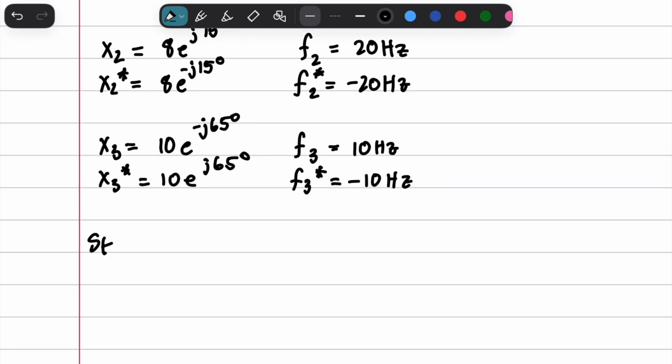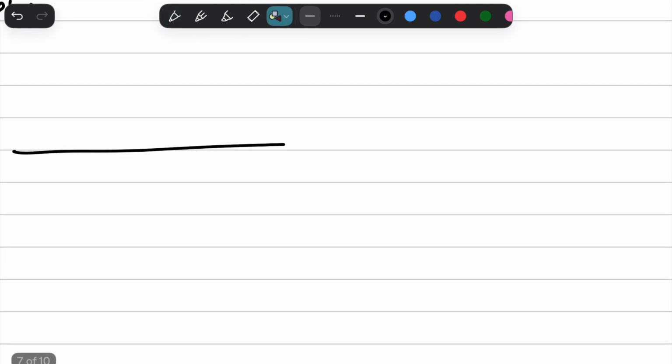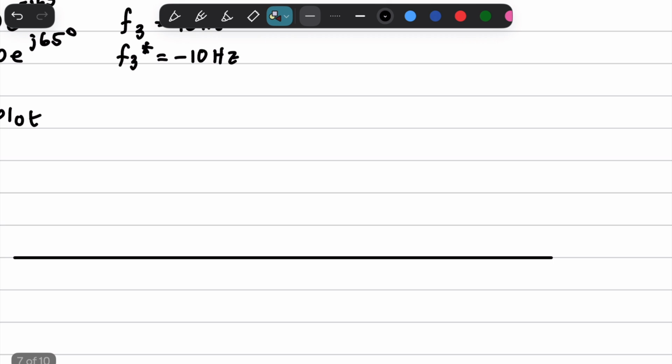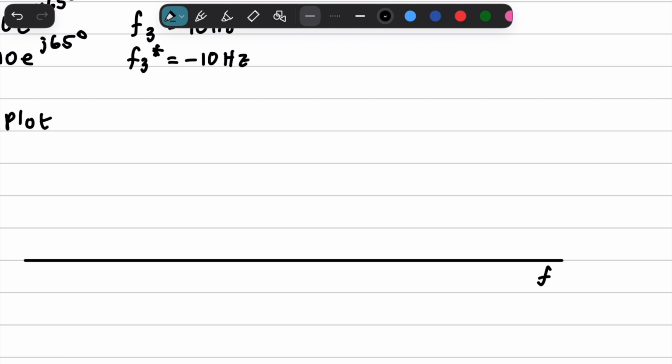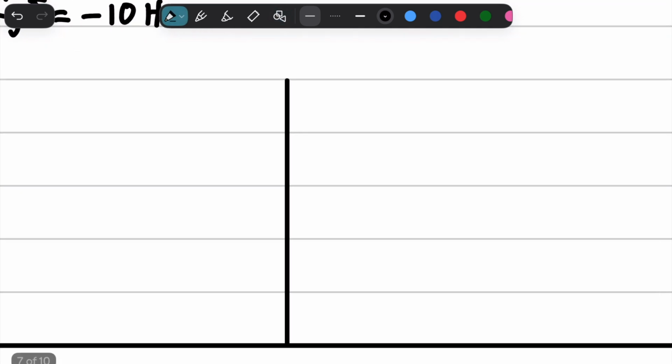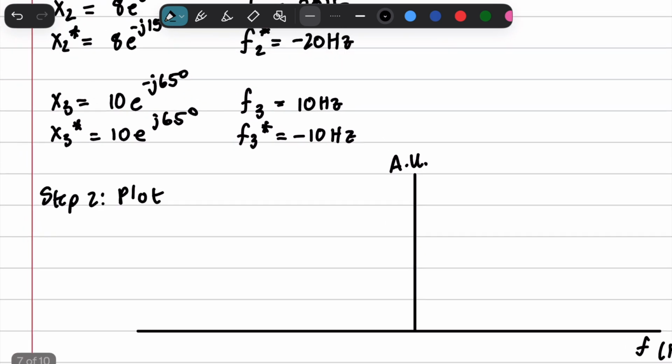So step 2 would be to plot. So we would draw this big spectrum right here, and it's going to be in f, frequency, hertz. And we will have this y-axis, but we're not going to have any units in this case because we're never told what the units were, so it's just going to be AU for arbitrary units. But once again, this could be voltage, this could be current, etc., etc.